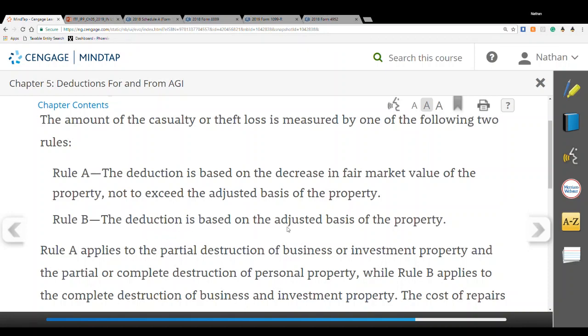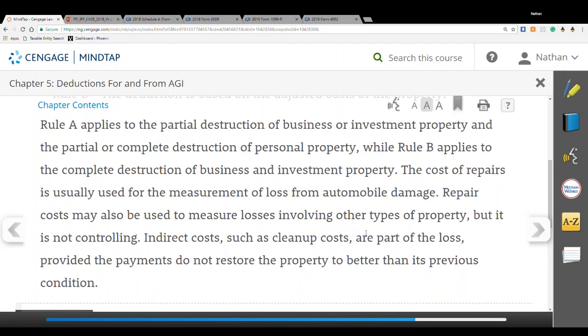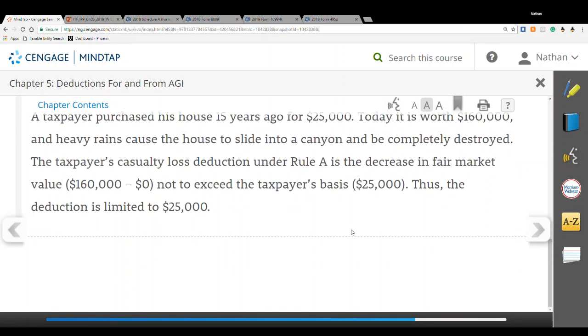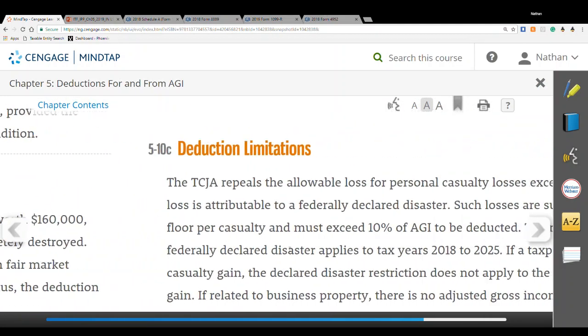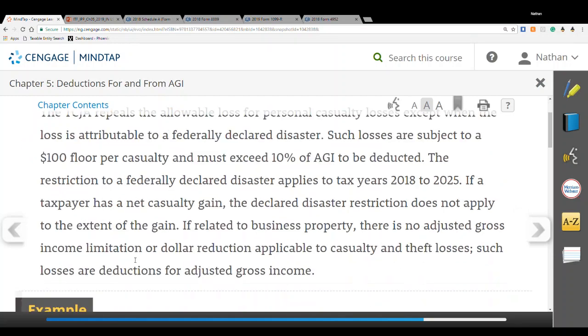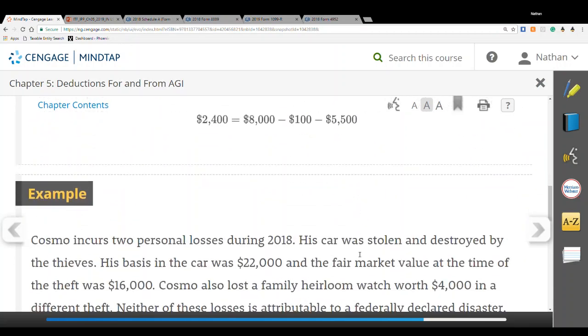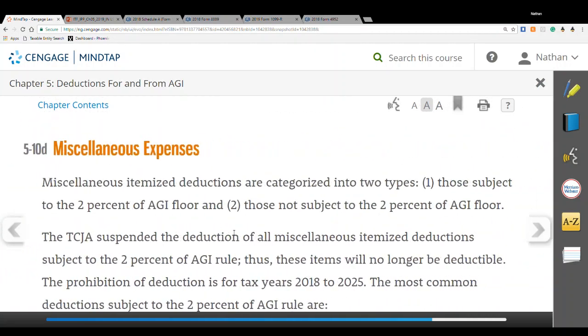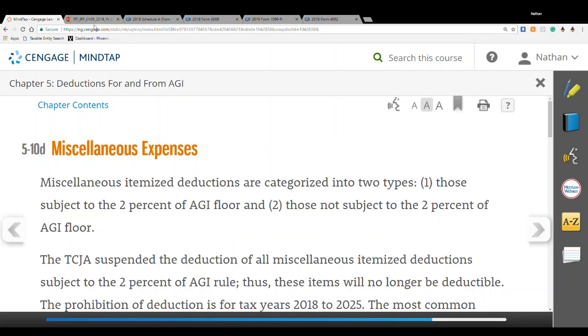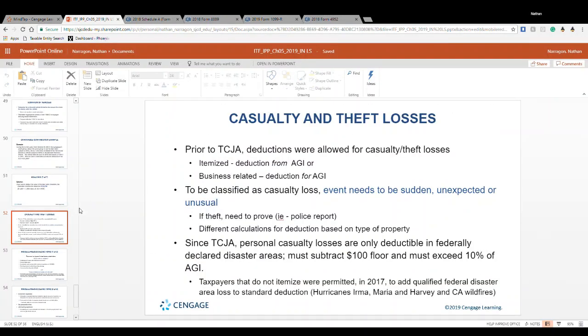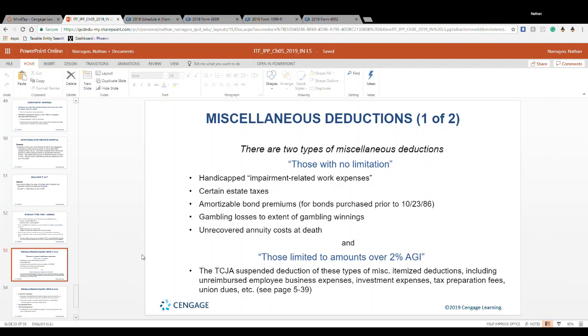Or the deduction is based on the adjusted basis of the property, how much it changed. Okay, and it goes through how it's loss of automobile damage, and repair work is typically the one that we use with rule A. Okay, and again, here's the deduction limits, a couple examples. They don't go heavily deep because it's been limited a little bit too much.